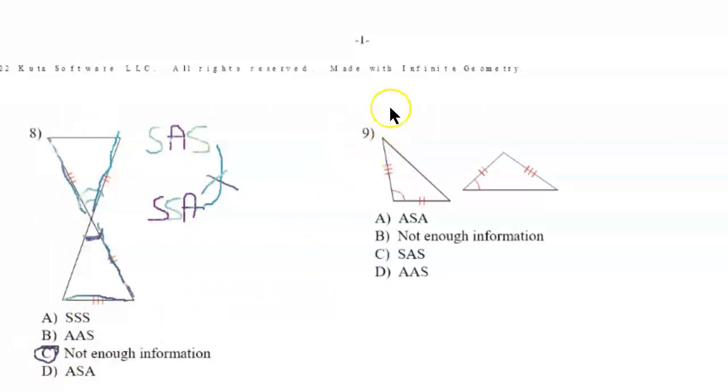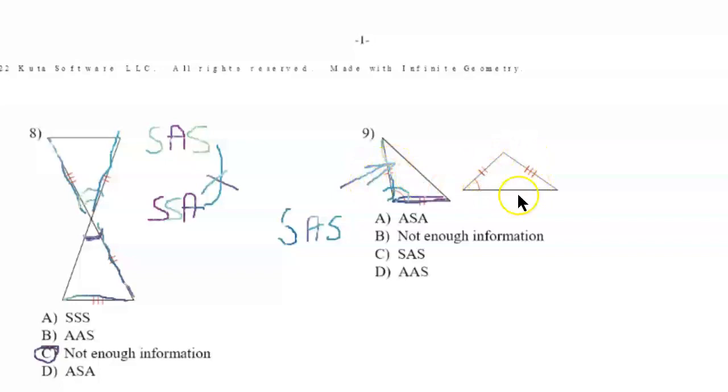We're going to go on to number 9. They're not touching, so there's no hidden information. We want to make sure we do these in order. So if this one, I'm going to start with my 2 mark side, then I have a side, an included angle, and then a second side. So this triangle is side, angle, side.